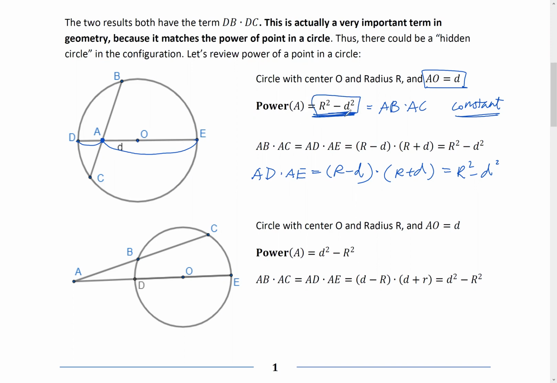And similarly, you can prove that if the point is outside the circle, then this is the power of a point for point A: AB times AC equals D squared minus R squared. What is D again? D is the distance from that point to the center O. AO equals D.